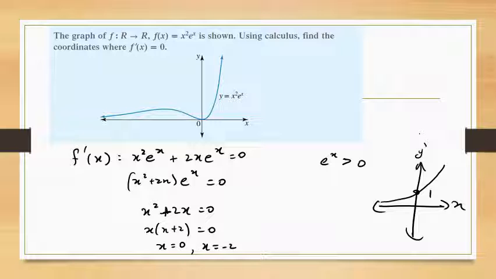So there you go, there's the second turning point. Now, at x equals 0, y is 0, so that's (0, 0). See the graph anyway. At x equals negative 2, we have negative 2 squared times e to the power of negative 2. So then we get 4 e to the power of negative 2.